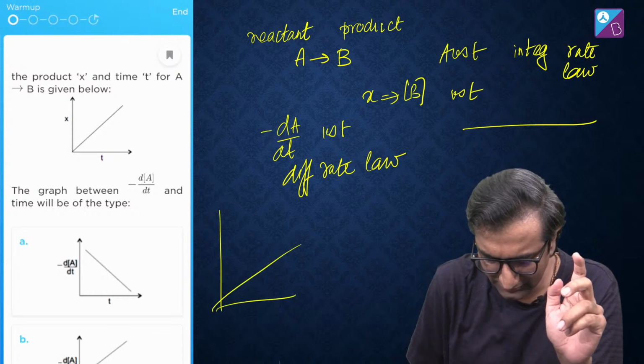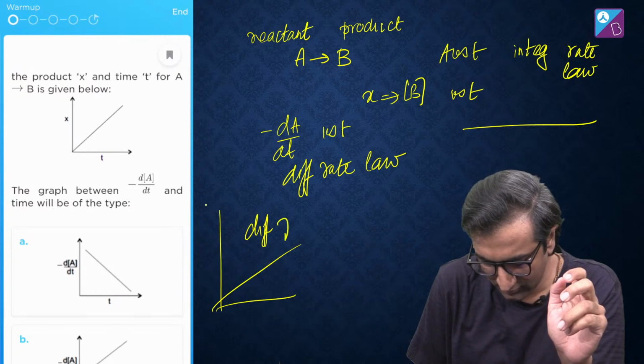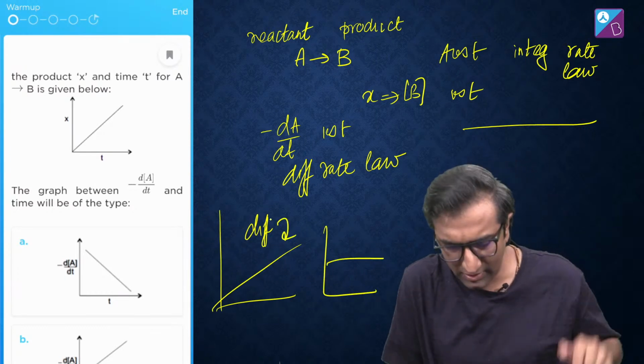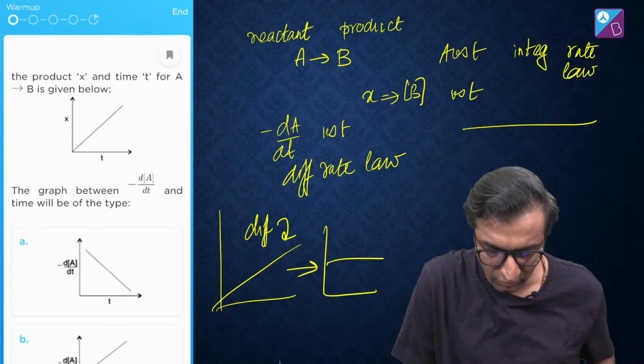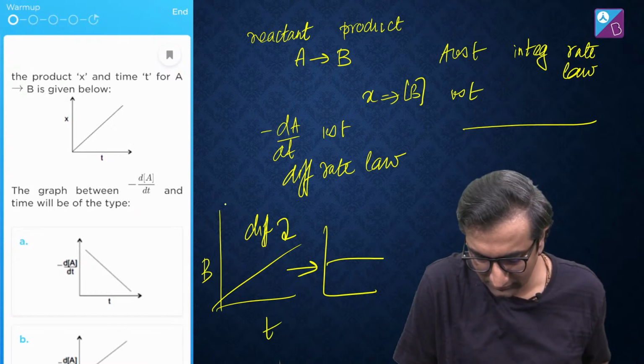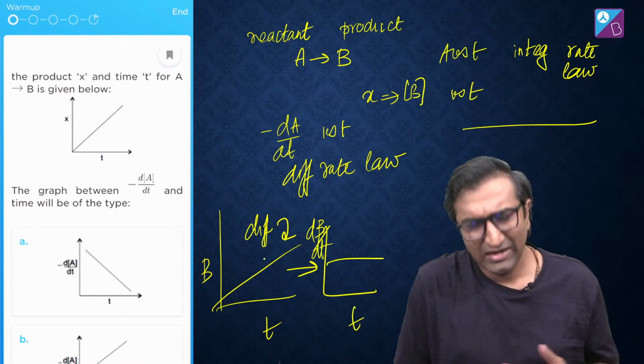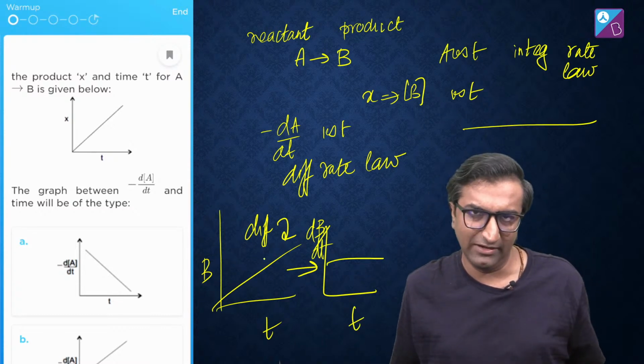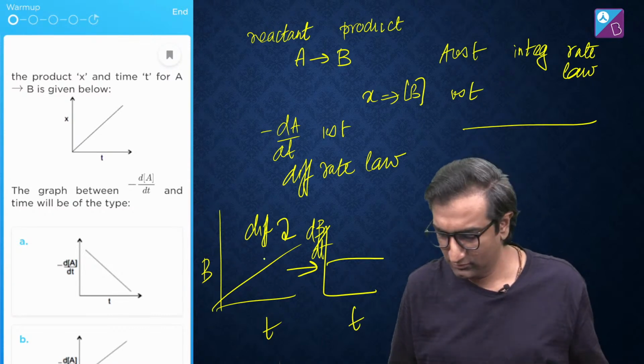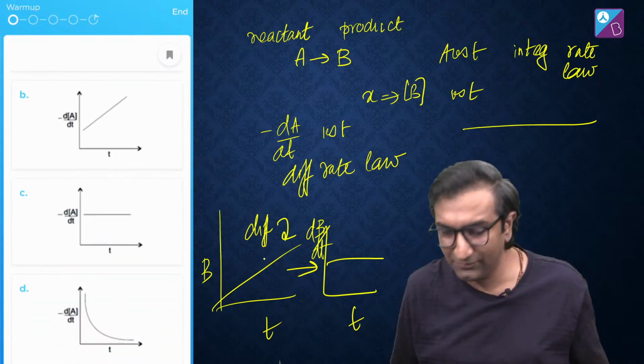If I differentiate this, then I get this. This is okay, है ना? यही तो मैं बोल रहा हूं. This is B versus t. This is dB versus t. dB by dt versus t. Now dB by dt is going to be equal to minus dA by dt, which is going to be the same thing. It's going to be some constant. तो मेरे हिसाब से ऑप्शन सी होना चाहिए.